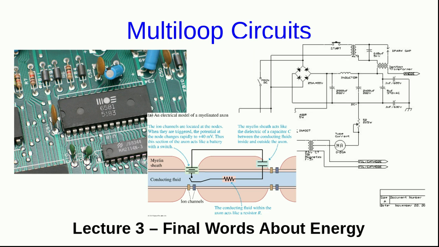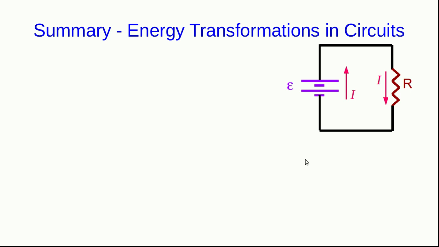I'm just going to close off the unit with some final words about energy transformations in circuits. A lot of this will be review of things we've seen in earlier units, but I thought it would be useful to collect it all together in one place. Let's start with the simplest of all circuits, a single battery and resistor, and the current runs around this way.